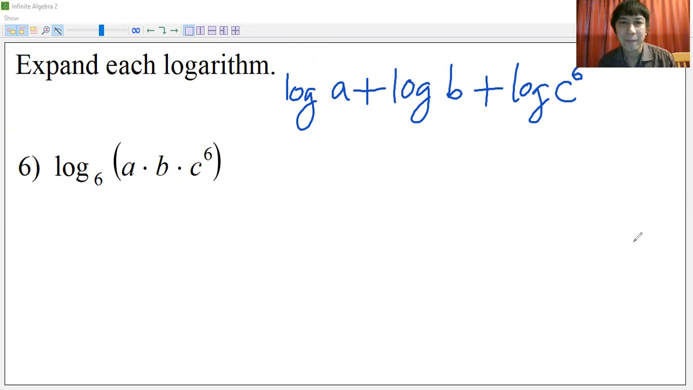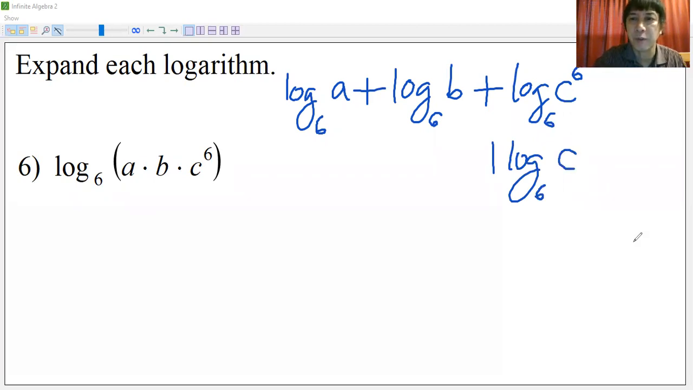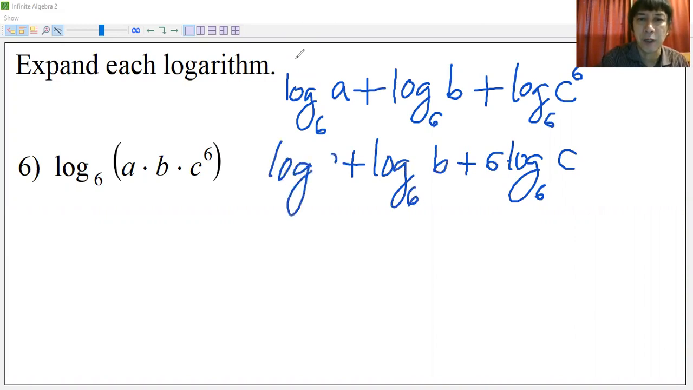Okay, so this will be of the same base 6 here. Okay, base 6. All right. And so we can further simplify the last or third term. This can be plus logarithm of c, and this is base 6. And we must have the 6 in front, and then this will be plus logarithm of b base 6 and logarithm of a base 6, and this is our answer.